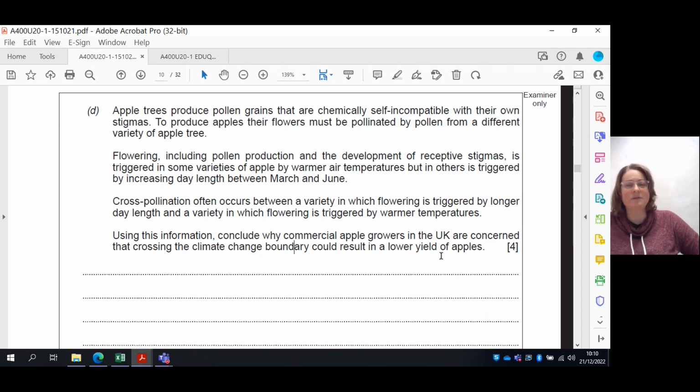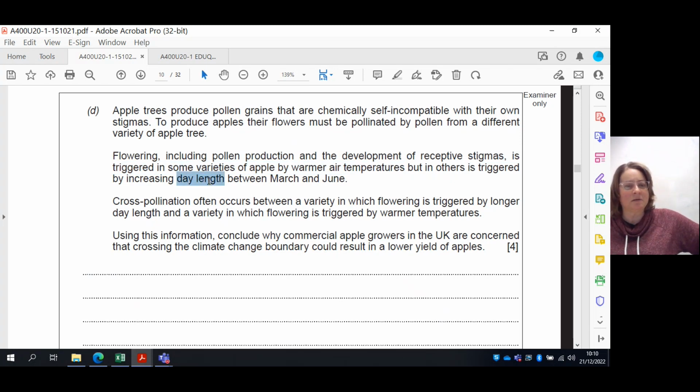So if you've got pollen grains that are self-incompatible, you do not want self-pollination. You want cross-pollination to get a higher apple yield. The key thing to click in here is that global warming will affect whichever flowers are triggered by the warmer air temperatures. So carbon dioxide in the atmosphere, methane in the atmosphere will increase air temperatures, and therefore the varieties that are triggered by warmer air temperatures will be triggered earlier in the year because it gets warmer earlier.